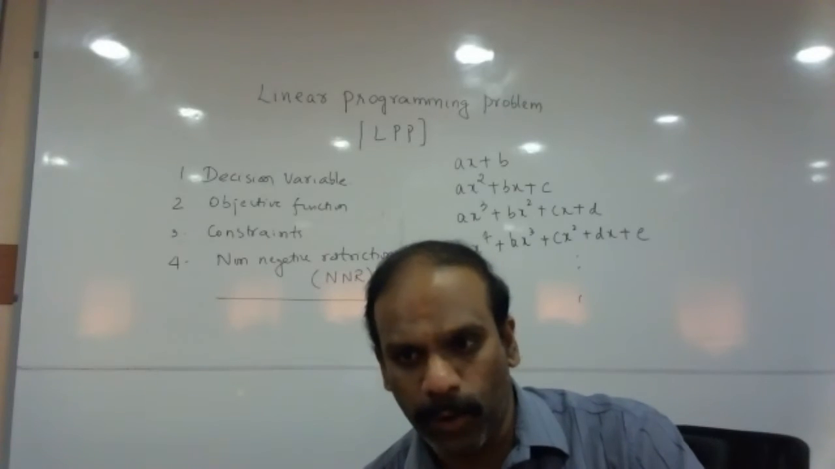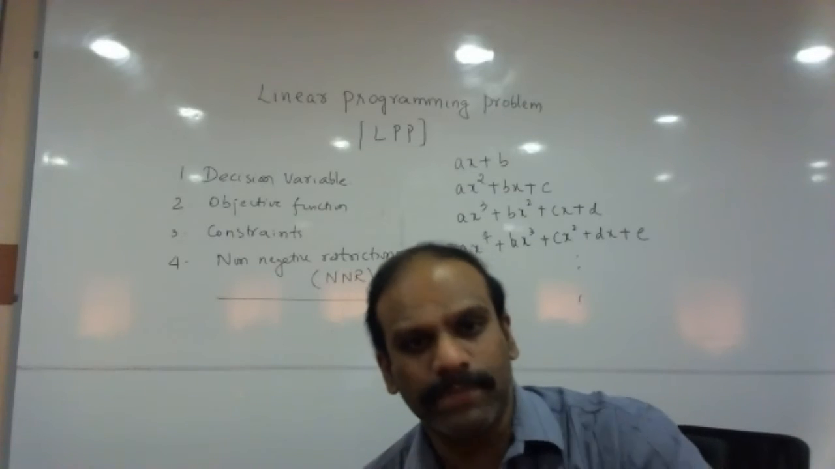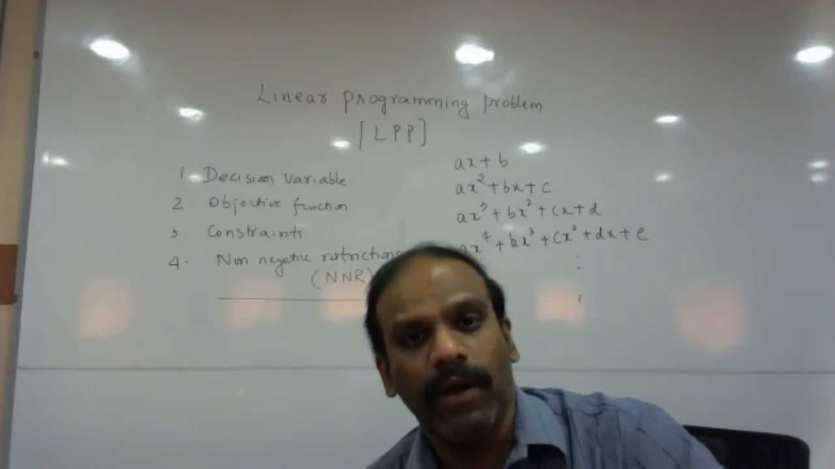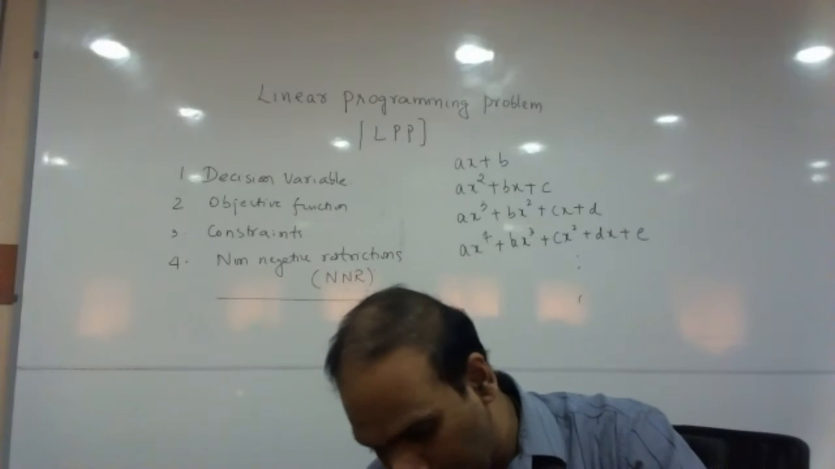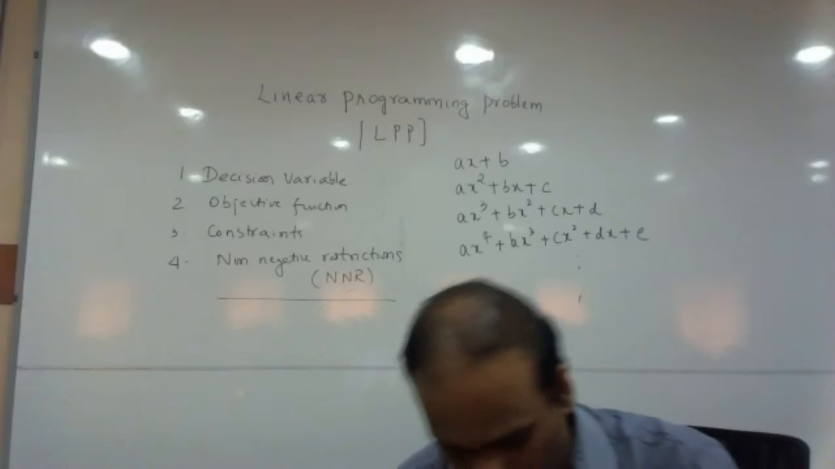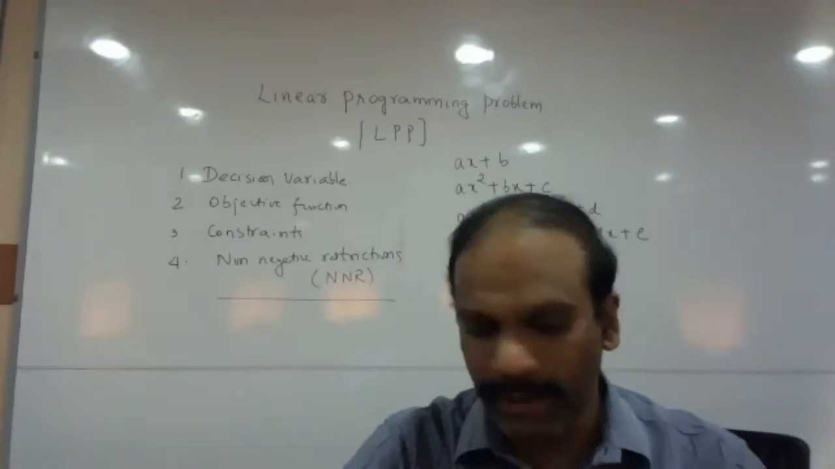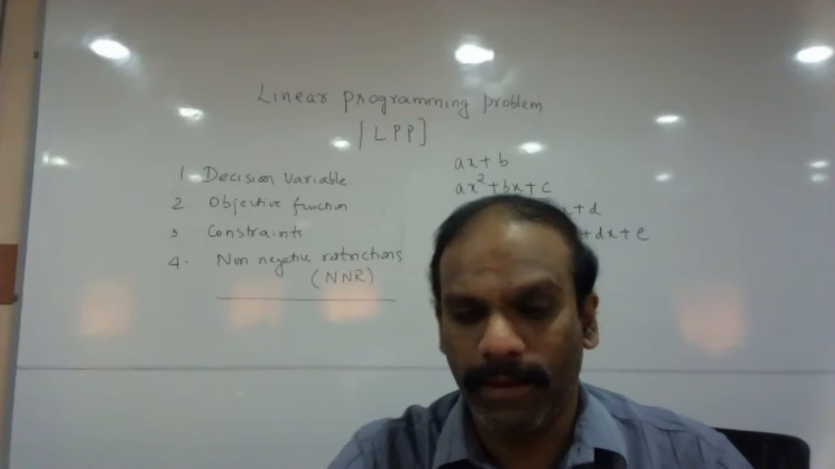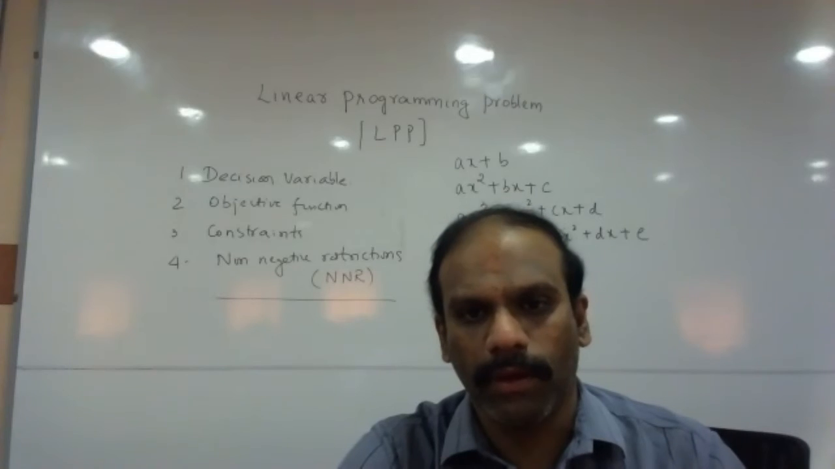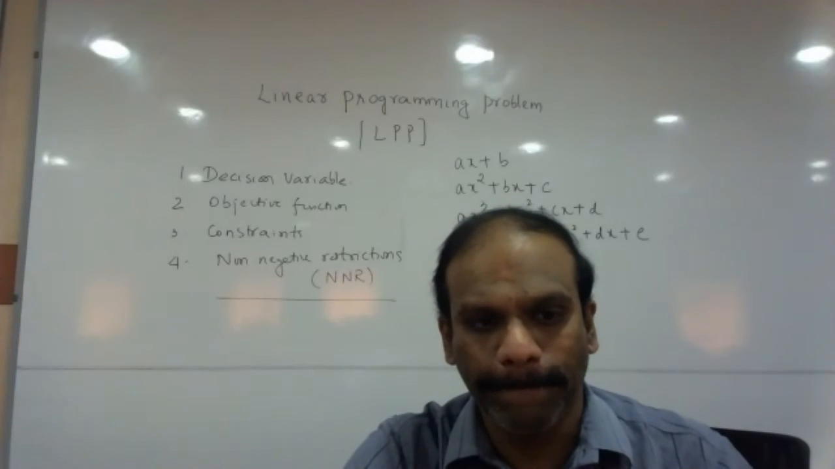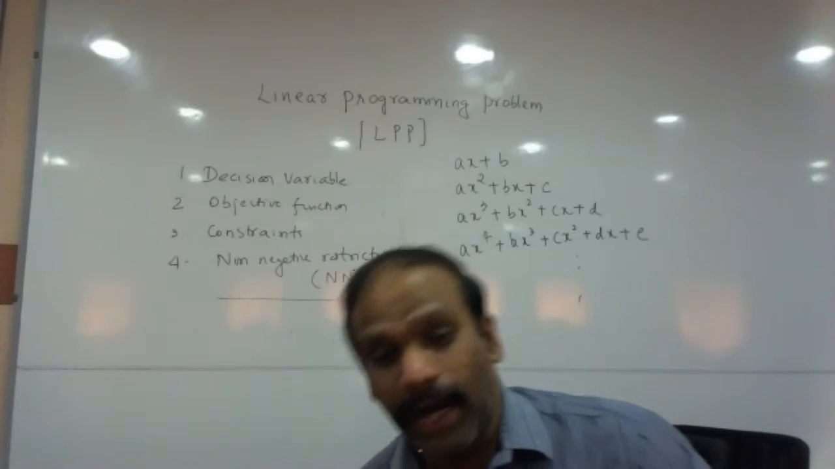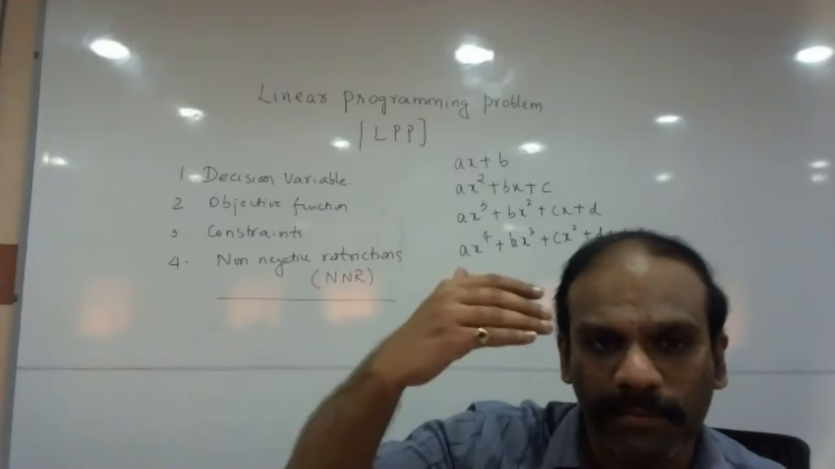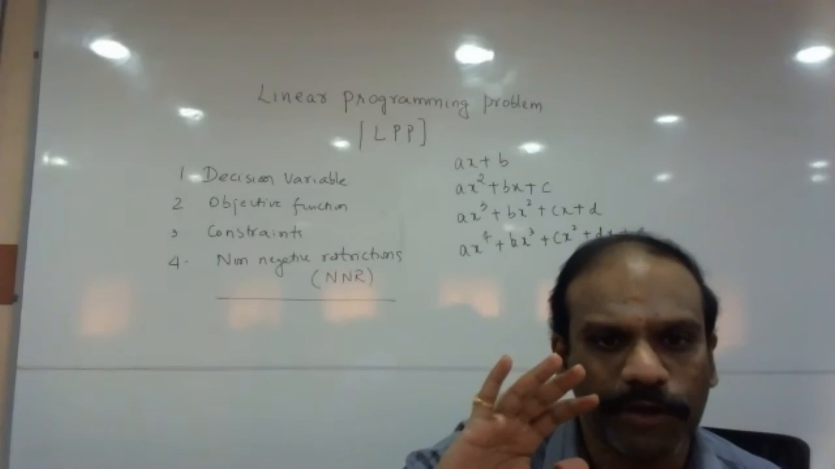Before I start explaining the actual aspects of what exactly the decision variable, objective and all that are, I just want to ask the class, any doubts at this stage? Any questions you have in your mind, or is it all clear? Hello, any questions, any doubts? No, sir.